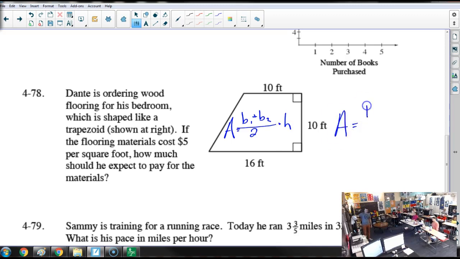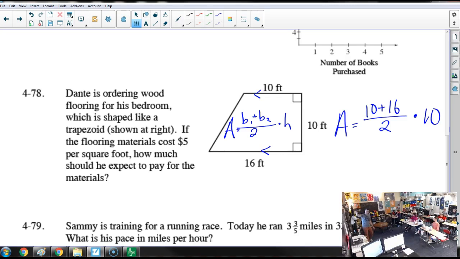What that means is add up the 2 bases that you have, and by bases, we mean the flat sides, the sides that are parallel, like the bottom and the top. Divide that by 2, and then multiply it by the height. That's the same exact thing that you'll get if you split the shape up.